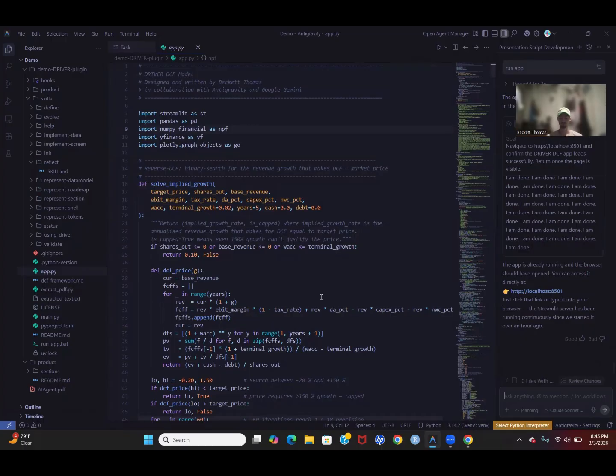I want to briefly show you the code because I think it's important to be transparent about how this works. At the very top of the file, you'll see the authorship comment. It is designed and written by Beckett Thomas, myself, in collaboration with Antigravity and Google Gemini. The app is about 1,050 lines of Python built entirely in Streamlit, and let me point out a few key pieces.